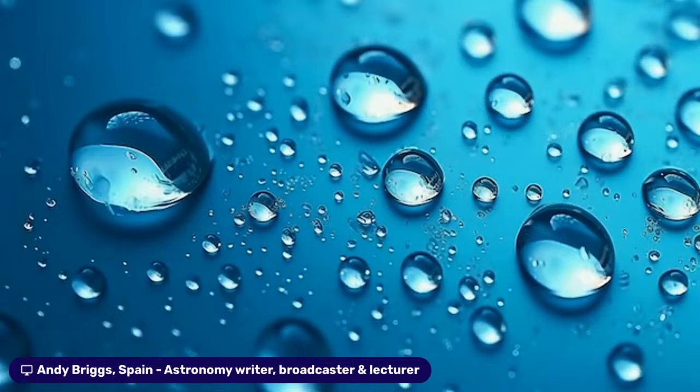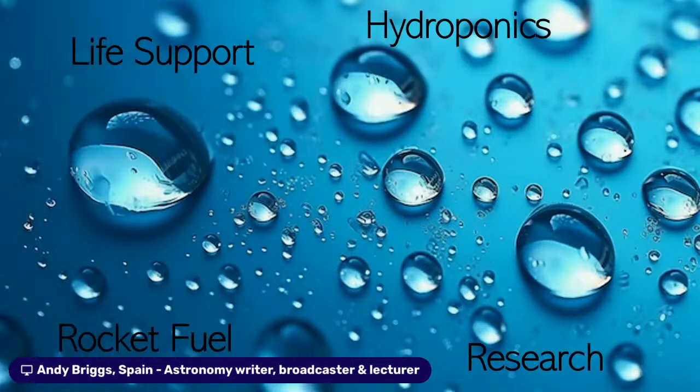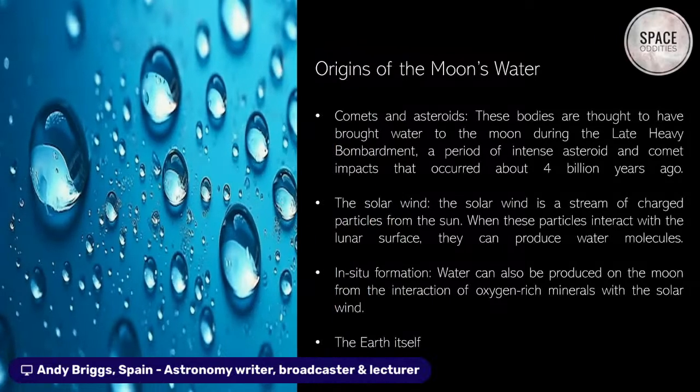Now, if you can get at that water, what does it do for you? What would you use it for? Well, astronauts would use it for all sorts of things, but obviously to survive, for life support. They would use it for hydroponics, to grow plants on the moon. And they would use it for rocket fuel, because you can split the water into oxygen and hydrogen and make rocket fuel out of it. And of course, they would use it for research, general research about the moon. But there will be other things, I'm sure, that people will think of as well. So it's very, very interesting.